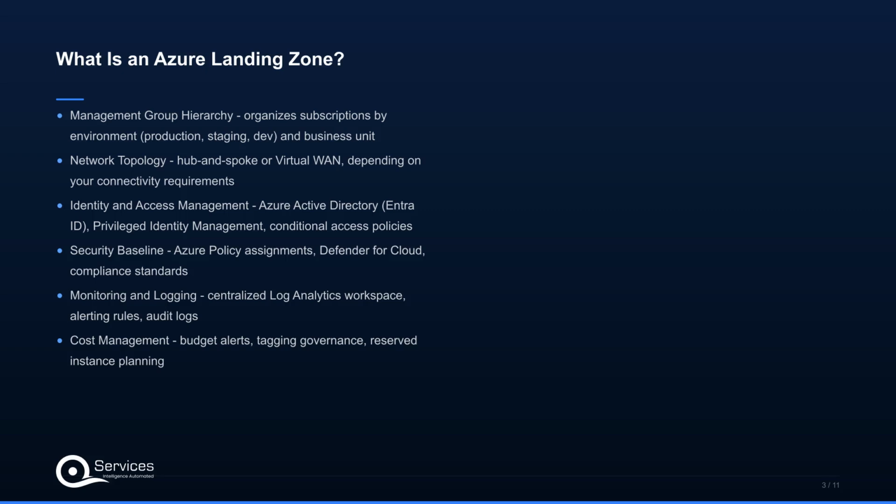Let's talk about what is an Azure Landing Zone. An Azure Landing Zone is a pre-configured, governed environment in Microsoft Azure that gives your organization a consistent foundation for deploying workloads. It defines your subscription structure, network topology, identity architecture, security baselines, and cost management policies before a single application is migrated. Think of it as building codes for your cloud environment.